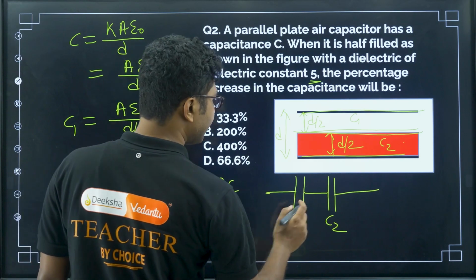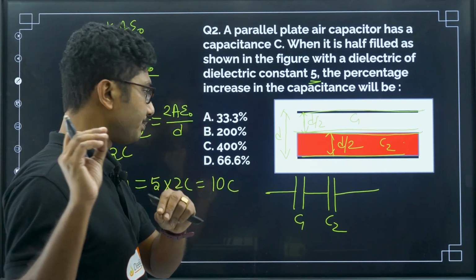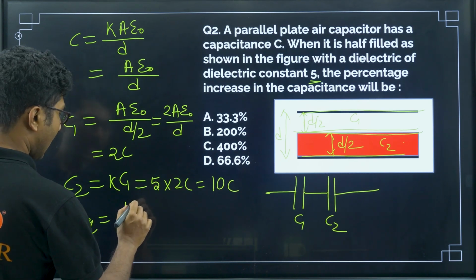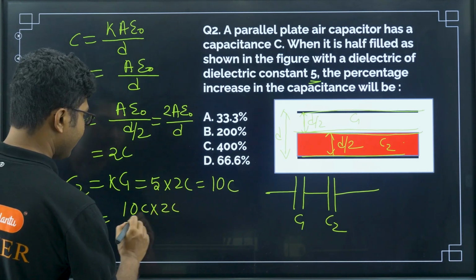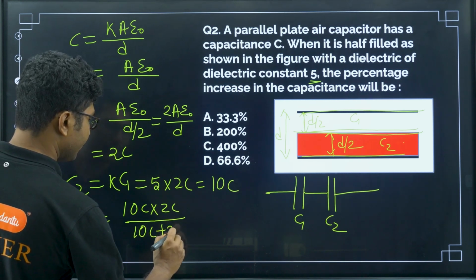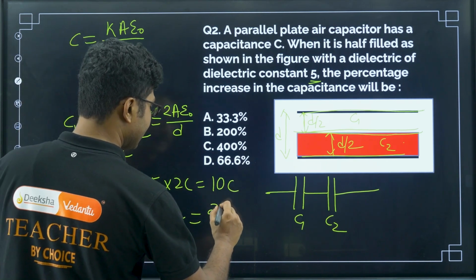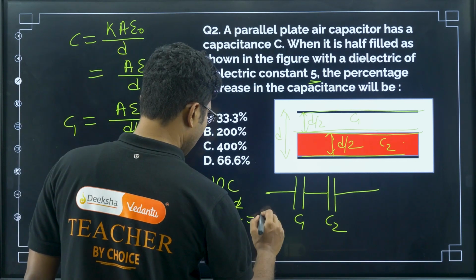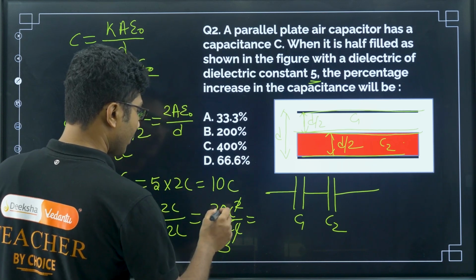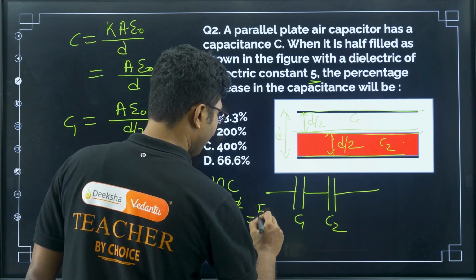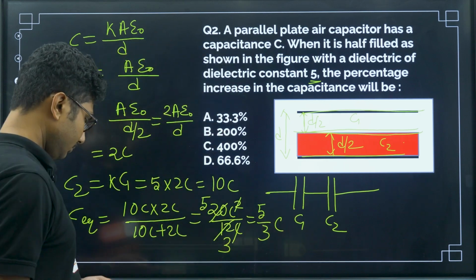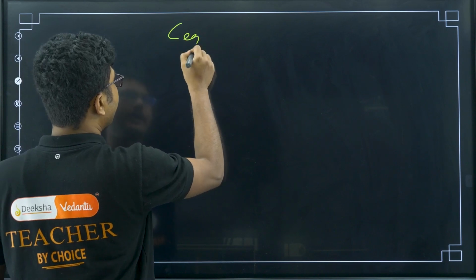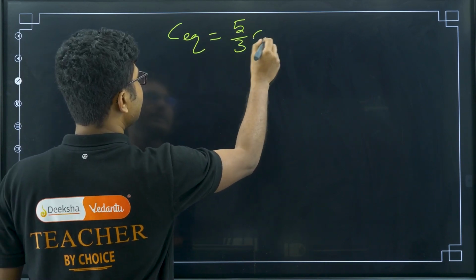Now 10C and 2C are connected in series. In series, the equivalent capacitance will be 10C times 2C divided by 10C plus 2C, right? So it will be 20C square divided by 12C. One of the C will cancel and you will get, 3 4s are 12, 5 4s are 20, so 5 by 3 C. So C equivalent is 5 by 3 C, right?